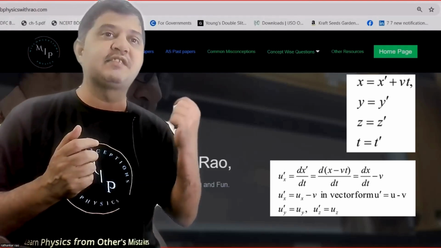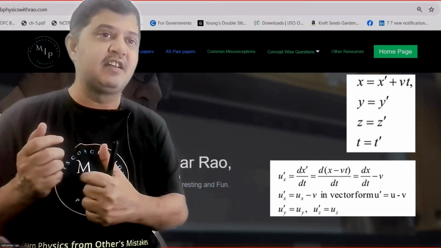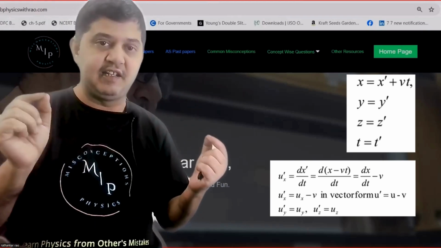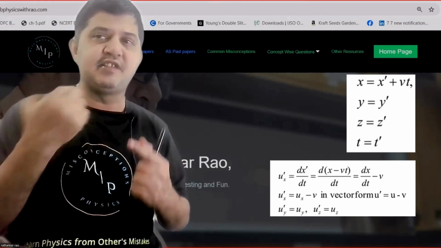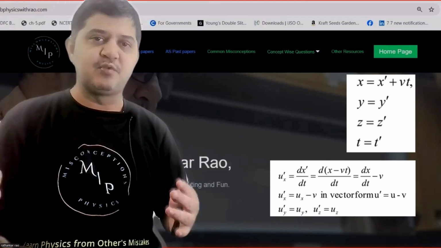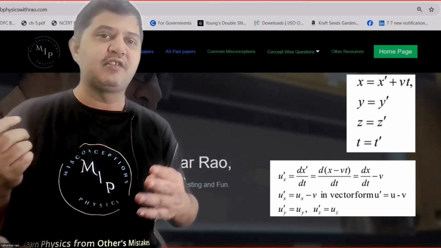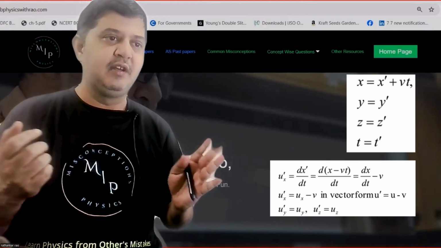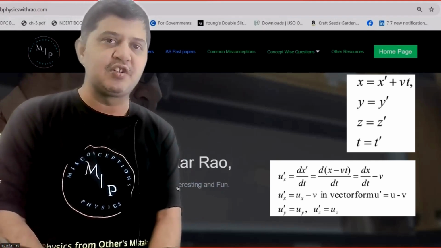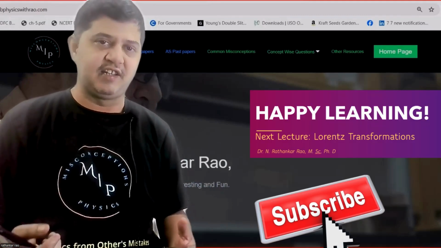While the velocities in y and z are unchanged because we consider the particles moving only in a straight line. It's not that you should only consider this. You can also consider this in two-dimensional or three-dimensional motion. But I am just putting across only a one-dimensional motion. With this, we come to the end of the first part, which is Galilean transformation. Next, we'll look at the Lorentz transformation.